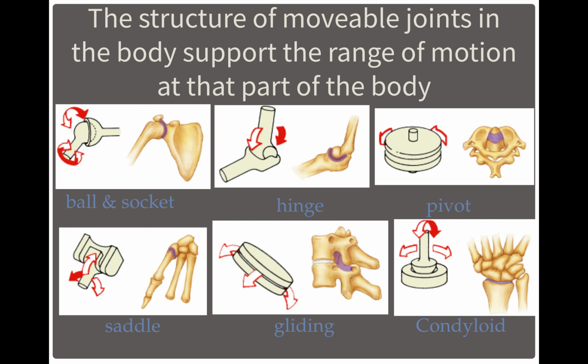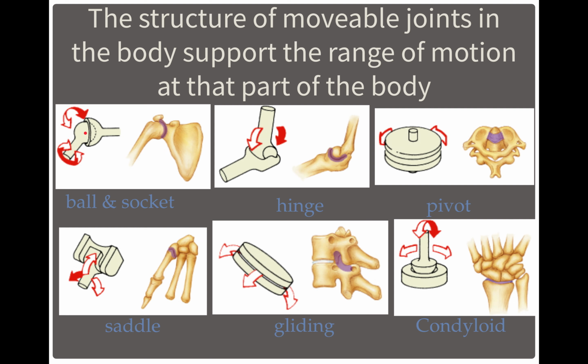Now, generally speaking, the joints of your body are structured in such a way that they support the range of motion at that part of your body. So here are some classic examples. And oftentimes, certain types of joints can allow multiple types of ranges of motions.